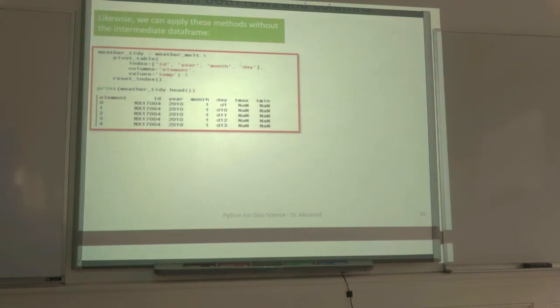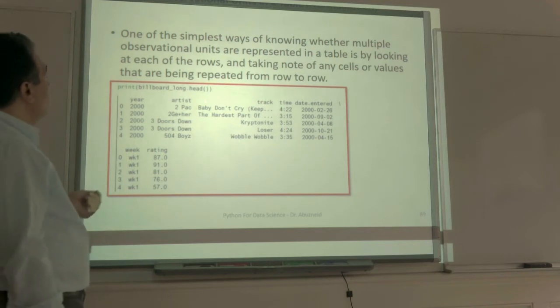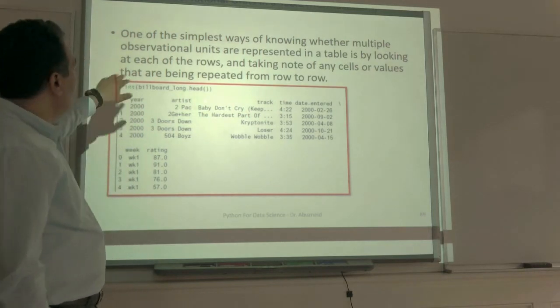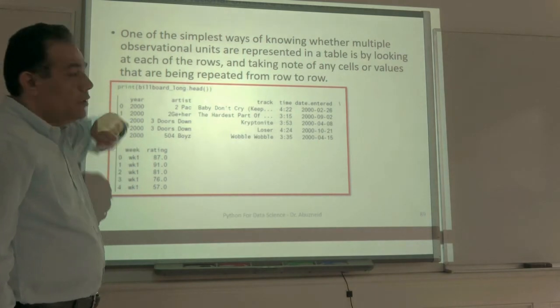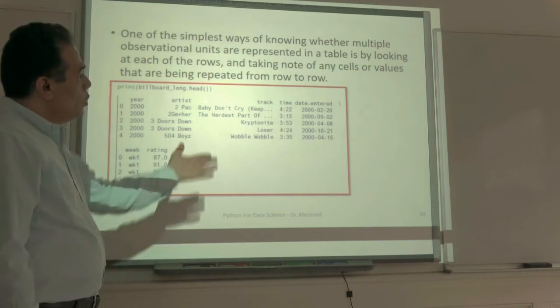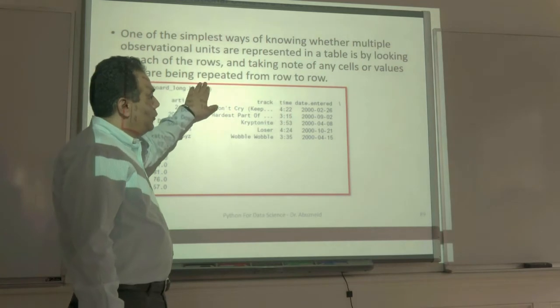All right? Last thing I want to talk about is normalization: multiple observational units in a table. One of the simplest ways of knowing whether multiple observational units are presented in a table is by looking at each of the rows and taking note of any cells or values that are being repeated from row to row.